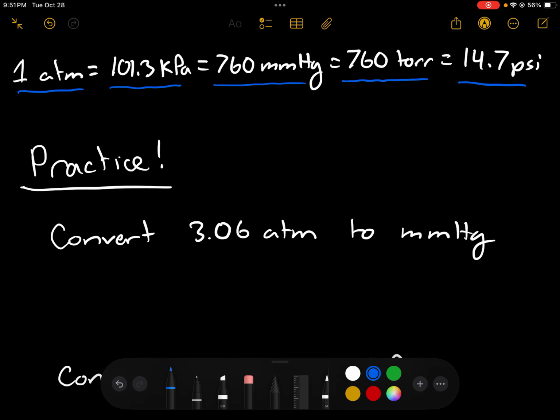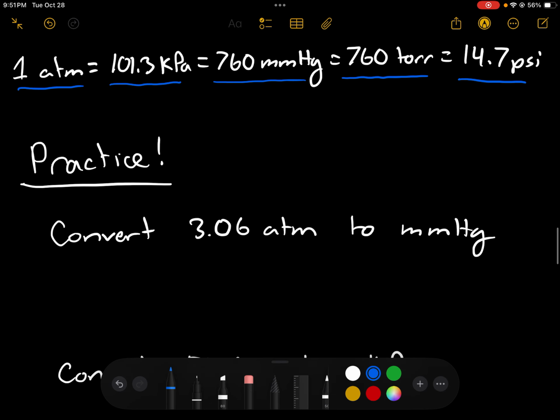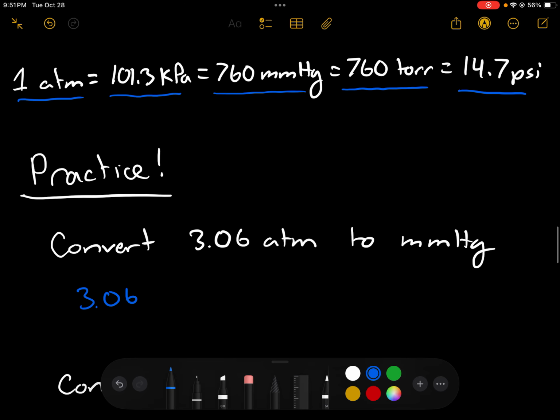So if I had to convert 3.06 atmospheres to millimeters of mercury, I would just set up a normal dimensional analysis. 3.06 ATM. I want to get rid of ATM, so it's going to go on the bottom. I want millimeters of mercury on the top. And I literally am going to take the two numbers from my equivalency, in this case 1 and 760, and sub it in. When I do my math, I'm going to take 3.06 and multiply it by 760, and that is going to give me 2,325.6.